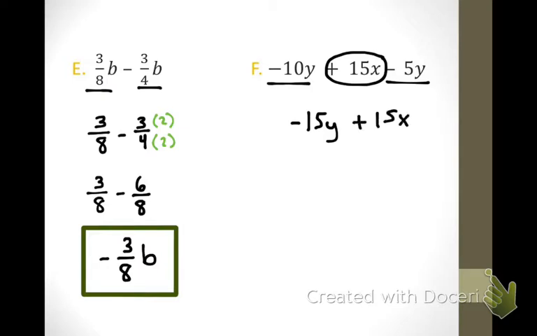Now look, I've got 15 and negative 15. Can I cross those out? No. Because they're different families. They are in different families.